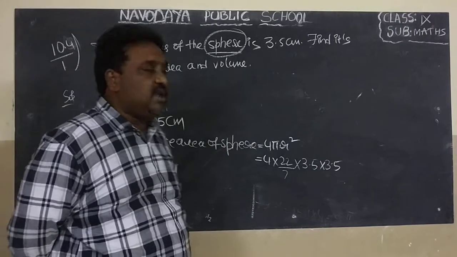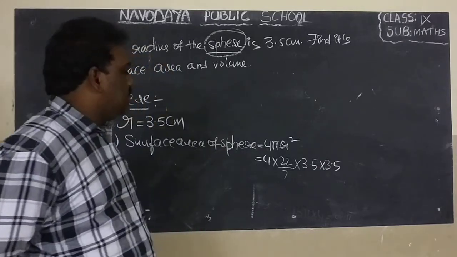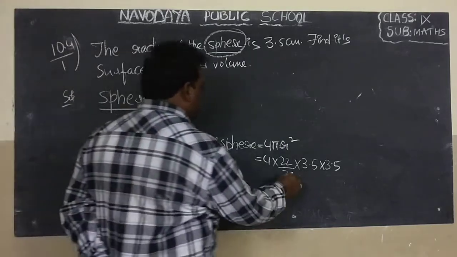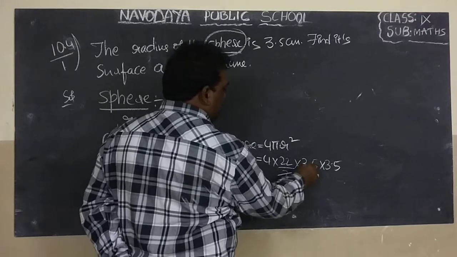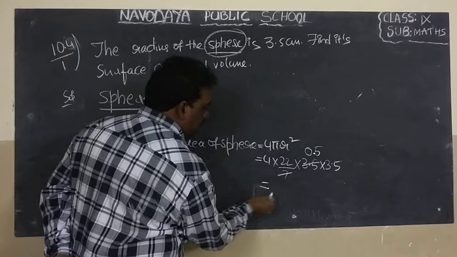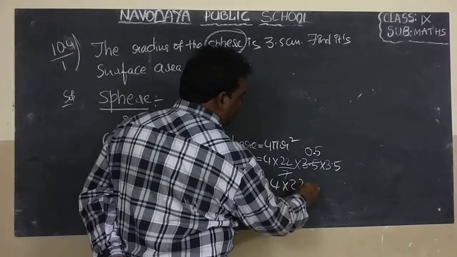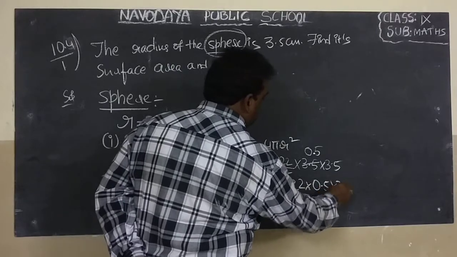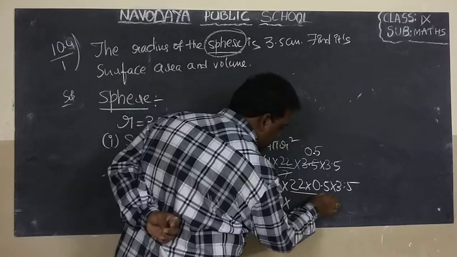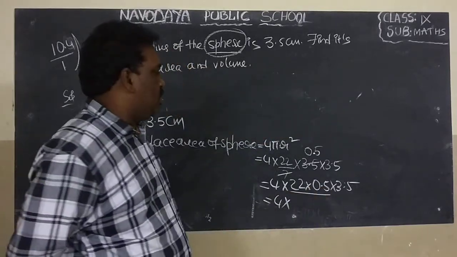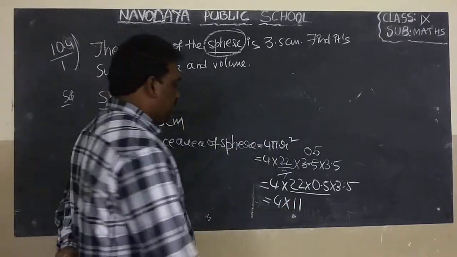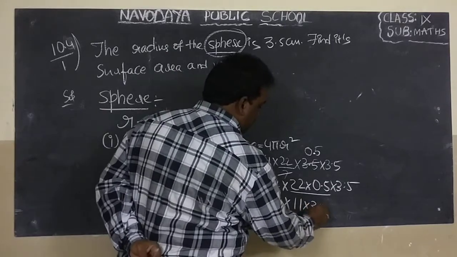Surface area of the sphere 4 pi r square. 4 into 22 by 7 into 3.5 into 3.5. Do cancellation. 7 cancel. 3.5 cancel. 0.5 times. Then what is left? 4 into 22 into 0.5 into 3.5. Then 22 into 0.5, how much? 11. It becomes 11 into 3.5.